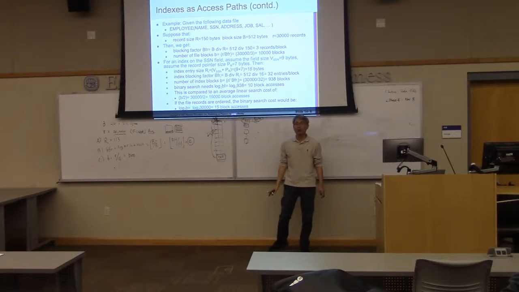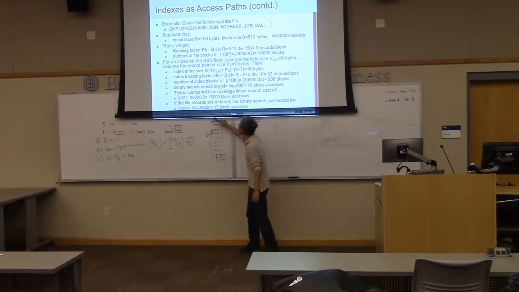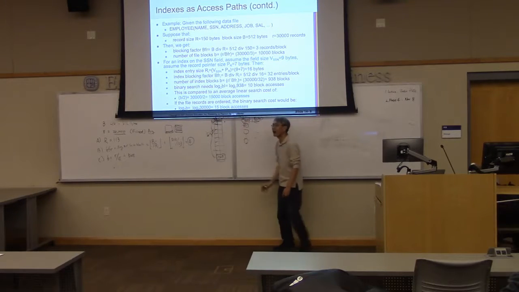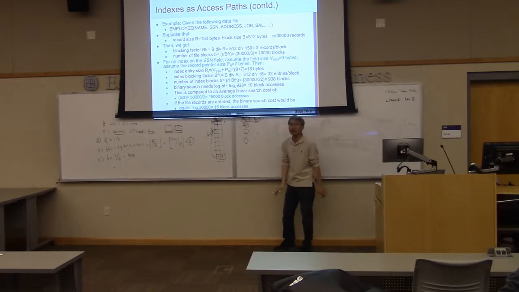Secondary index is an index for the non-ordered column. When a non-ordered column is used as the index key, that is a secondary index. Most of the indexes used in commercial DBMS are secondary indexes. Primary index is very rare. It's a very special case.